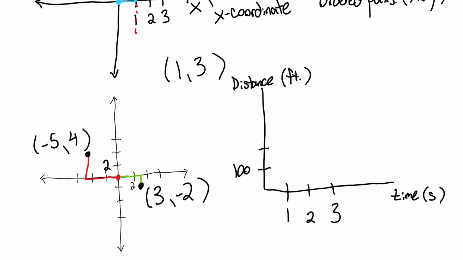So this is how we will find points on a graph, and this is the basis of our coordinate system.